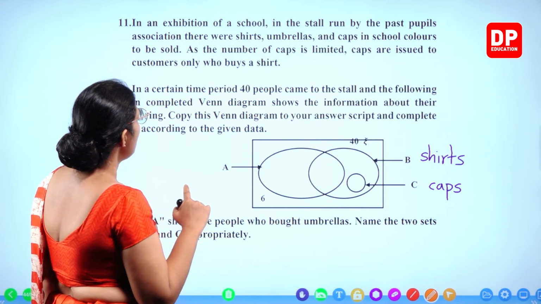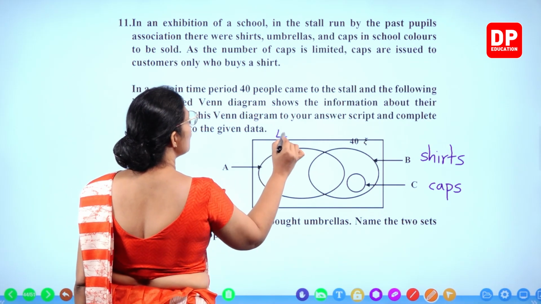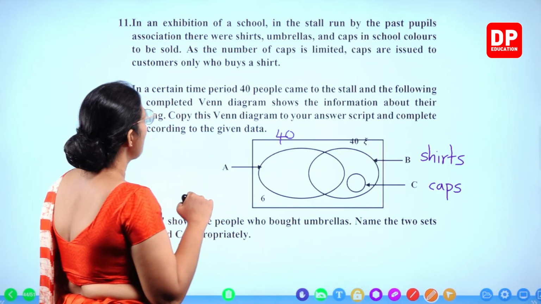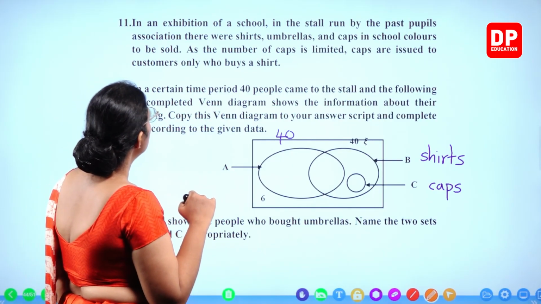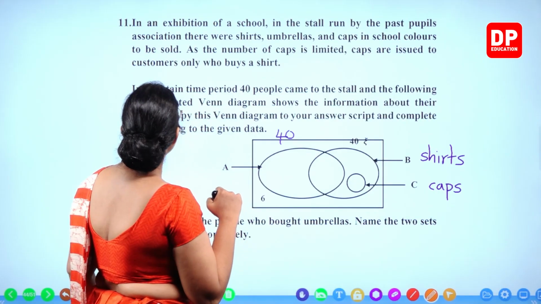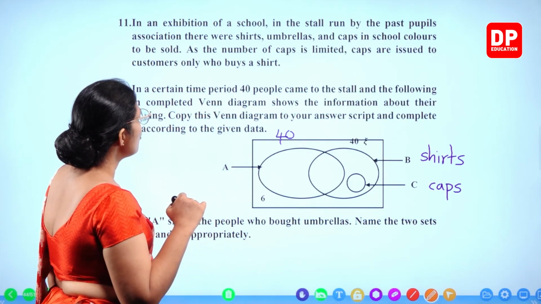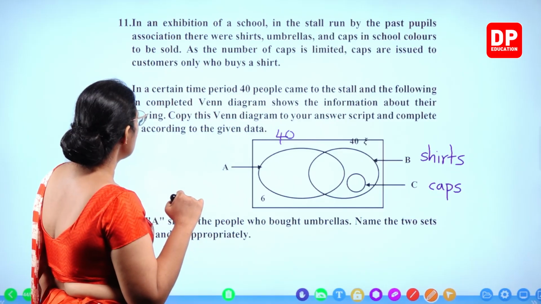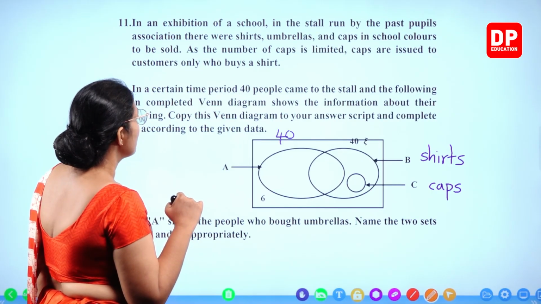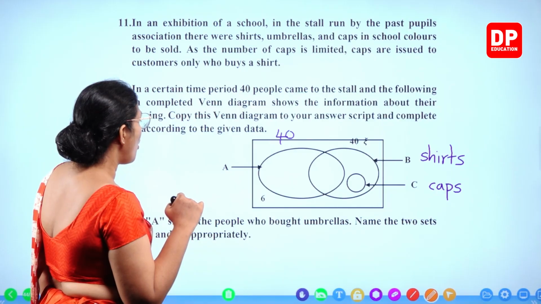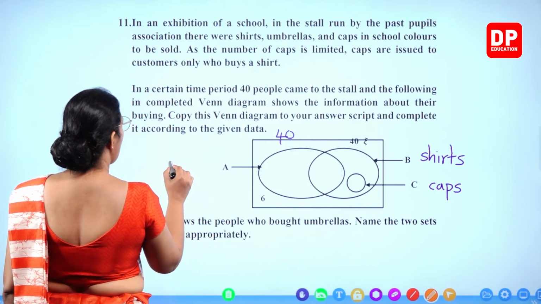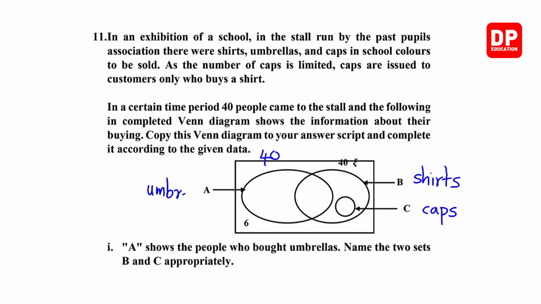In a certain time period, 40 people came to the stall. So 40 should be here. It's already given. Show that the information about their buying. Copy this Venn diagram to your answer script and complete it according to the given data. So A shows the people who bought umbrellas. So it's umbrellas. Name the two sets B and C appropriately. So this B should be shirts and C should be caps. Let's see how many marks for that one.